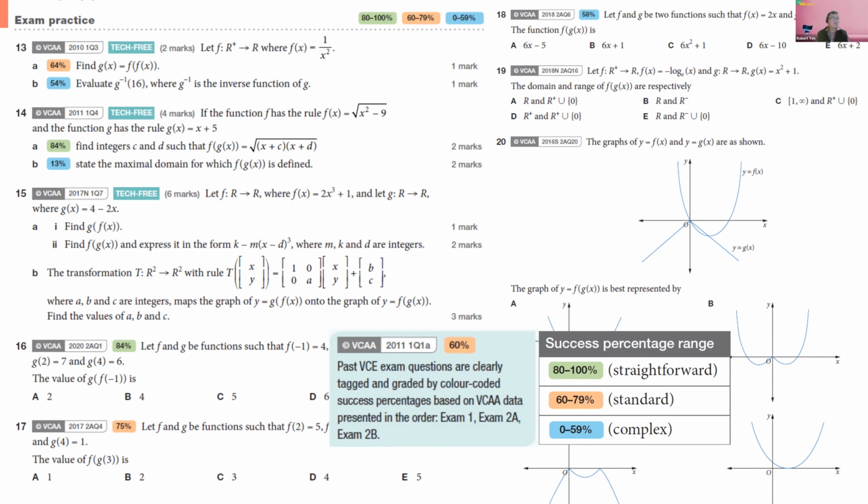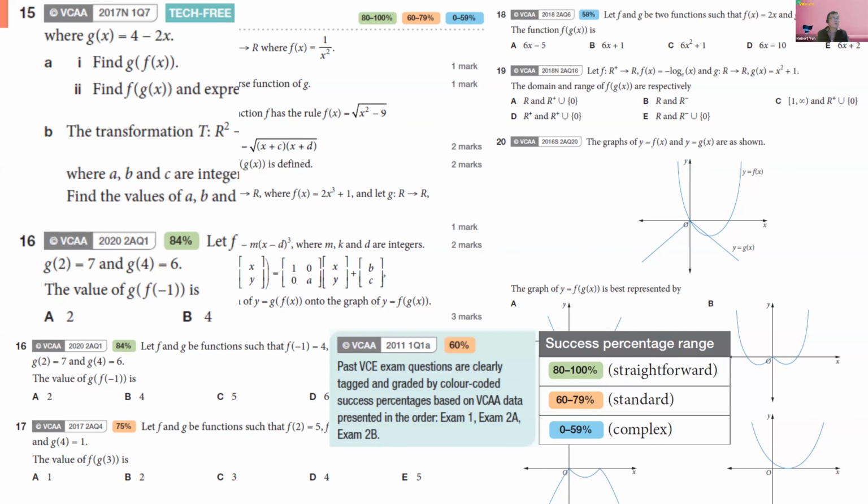Okay, can you just click the next one? I just wanted to show you the question close up. You'll notice there are codes in the front of each question. If you have a look at question 16, it says 2020 2AQ1, which means it's from the 2020 VCE exam, exam two part A question 1. That's right. And 84% of students got that question right because it was a multiple choice question. So 84% of students chose the correct answer. Okay, next slide.